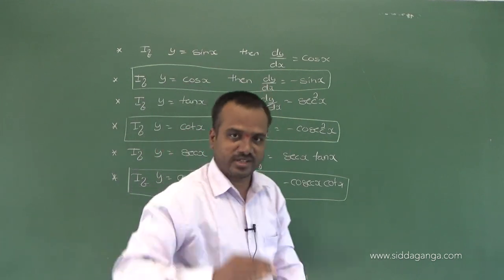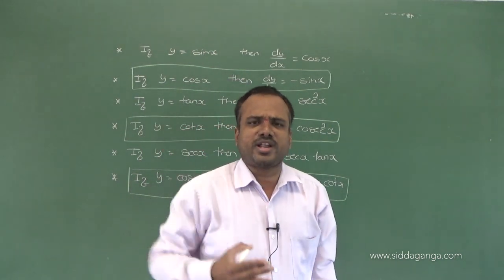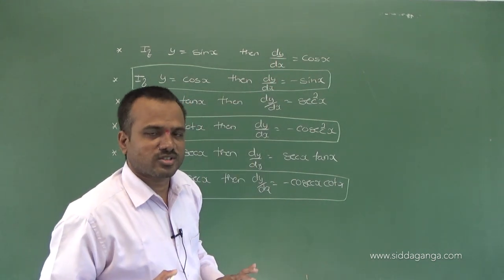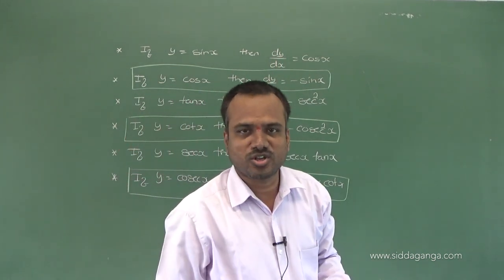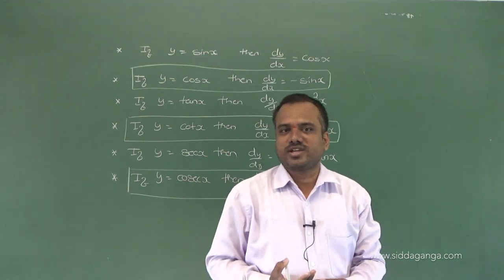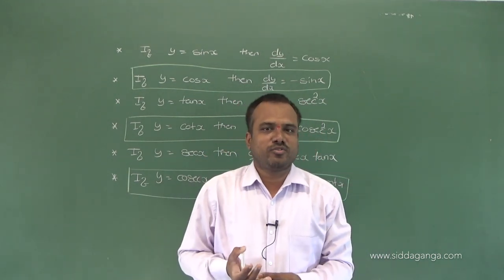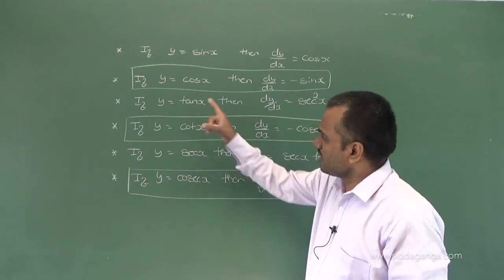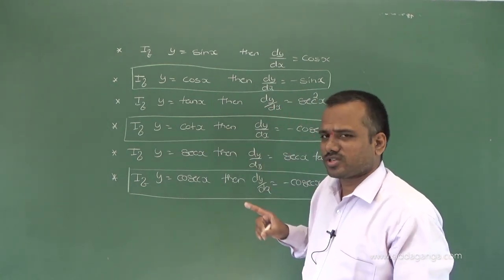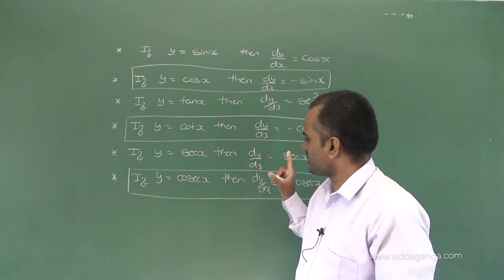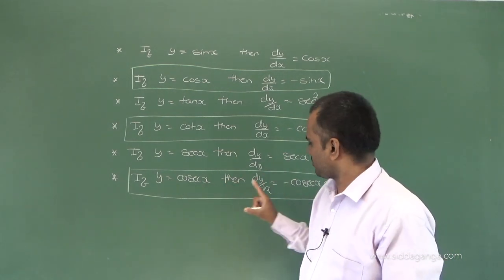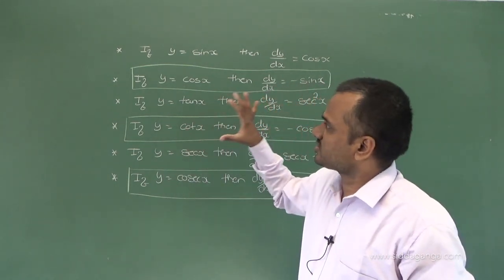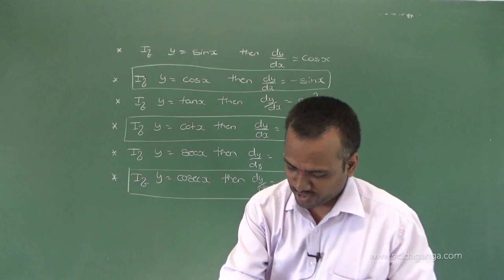Derivative of sin x: you practice writing it many times, then only it will be perfect. Derivative of cot x is minus cosecant square x. Derivative of secant x is secant x into tan x. Derivative of tan x is secant square x. Like that, if you work, then only you will remember. Derivative of cot x is minus cosecant square x. Derivative of secant x is secant x into tan x. Derivative of cosecant x is minus cosecant x into cot x. These are all six trigonometric functions.